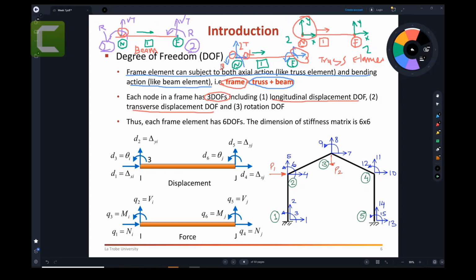And the other one is the rotation degree of freedom. That is the rotation degree of freedom. Now, let me ask you questions here, whether you understand or not. Let me check.